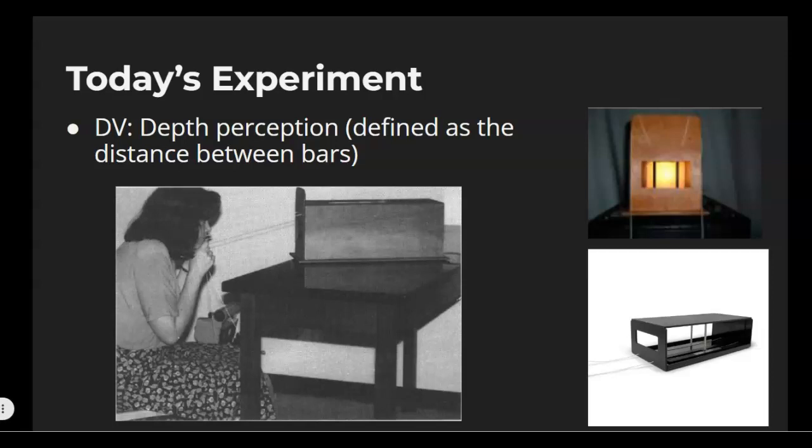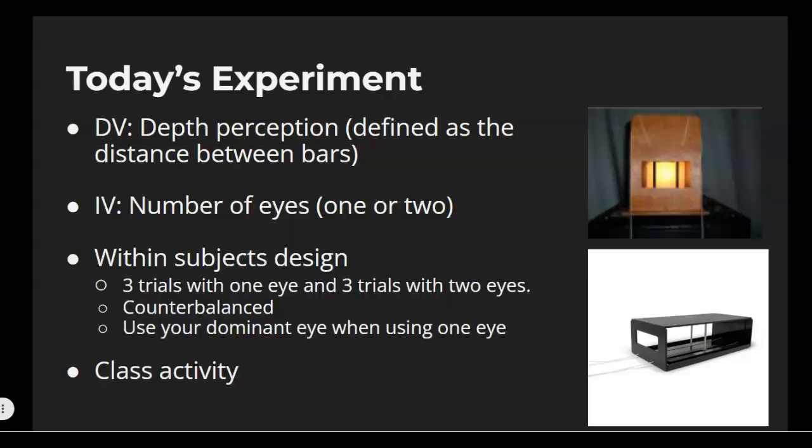You can't see it on this video, but at the top of the box there's a ruler that shows you how many millimeters apart those 2 bars are from each other. Now our independent variable is that you're going to do this with either one eye or with 2 eyes. We're going to do this as a within subject design, and you're going to do both. You're going to do 3 trials with one eye, and then 3 trials with 2 eyes. Okay? Everybody in class is going to do it with one eye and with 2 eyes, but what's important, because this is a within subjects design, is that we need to counterbalance.